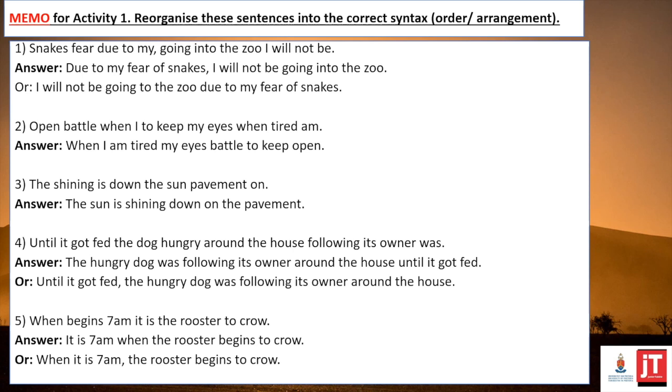Okay. I will not be going to the zoo due to my fear of snakes is another way to put this. Due is a synonym for because. Okay, it's more formal. I like it. It's quite a short word and it's very formal. So yes, due means because. So I hope that you used it as the correct conjunction there.